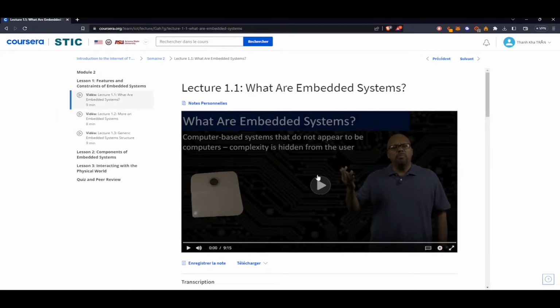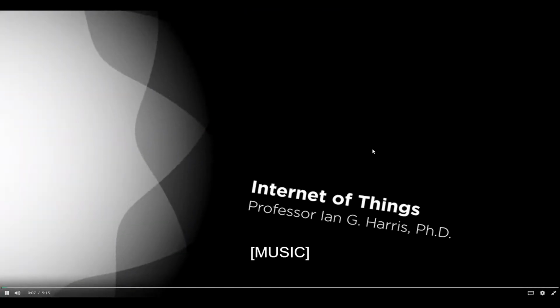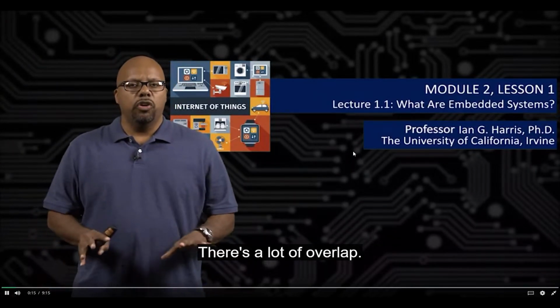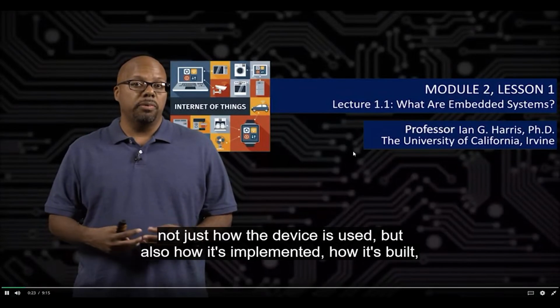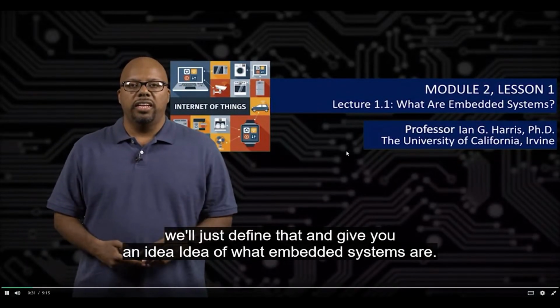Features and contrasts of embedded systems. So in this lecture, we'll talk about embedded systems and how they are related to IoT devices. There's a lot of overlap. The term embedded systems usually refers not just to how the device is used, but also how it's implemented, how it's built. So there's a lot of overlap between the two terms, and IoT devices are typically embedded systems also. So we'll define that and give you an idea of what embedded systems are.